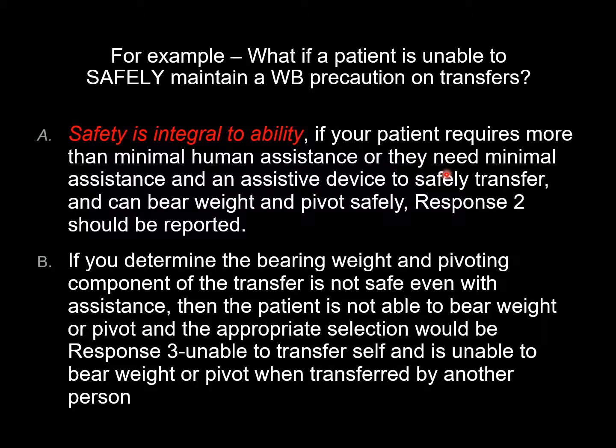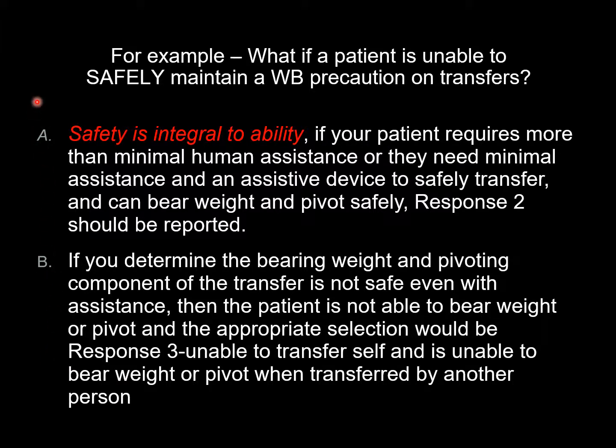So in this scenario, if they require assistance and they can bear some weight, but they're breaking a precaution or a surgical restriction of sorts, and even with instructions, they're still at risk for damaging that surgical procedure, can you say that they are truly safe transferring with assistance? You cannot. It would be appropriate to say that this person's unable to transfer herself and unable to bear weight or pivot when transferred by another person, because that response best indicates their current level of functioning, and that would be the best answer to show where their baseline is at.